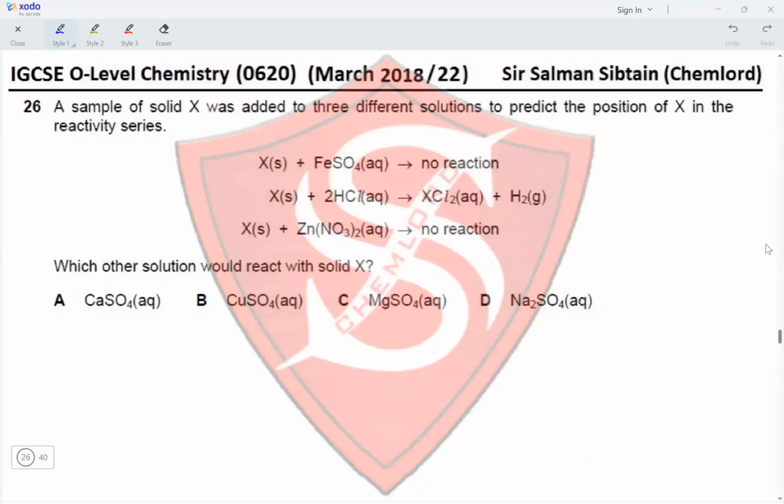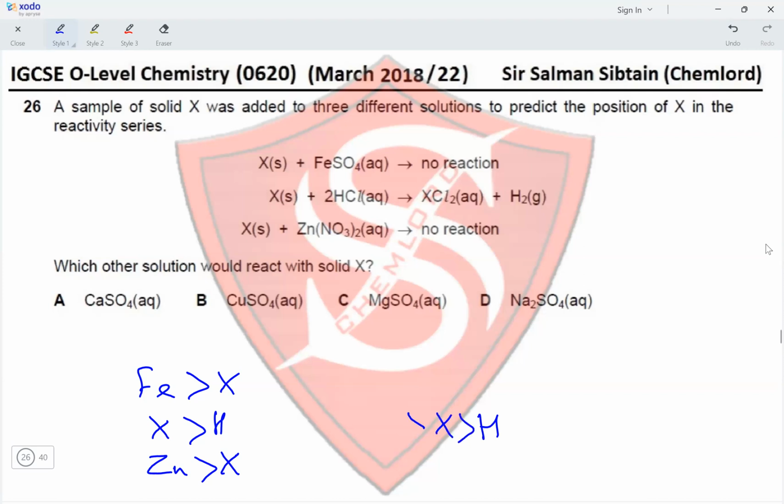Question 26. A sample of solid X was added to 3 different solutions to predict the position of X in the reactivity series. X did not react with iron sulfate. That means iron is more reactive than X. X reacted with HCl to produce XCl2 and release hydrogen gas. That means X is more reactive than hydrogen. X did not react with zinc nitrate, showing that zinc is more reactive than X. So which other solution would react with solid X? So the position of X would be hydrogen is less reactive than X, which is less reactive than iron, which is less reactive than zinc. This part, zinc and iron, we obtained from the reactivity series.